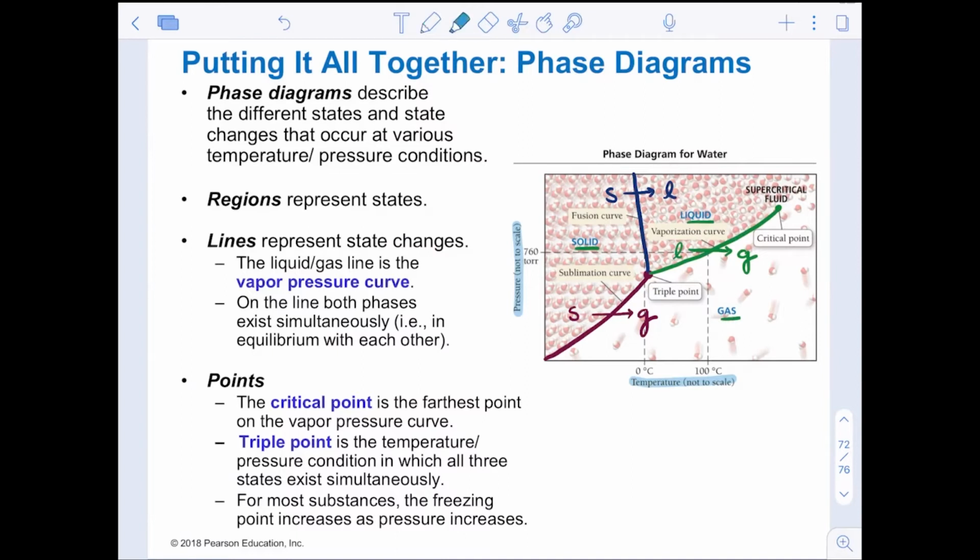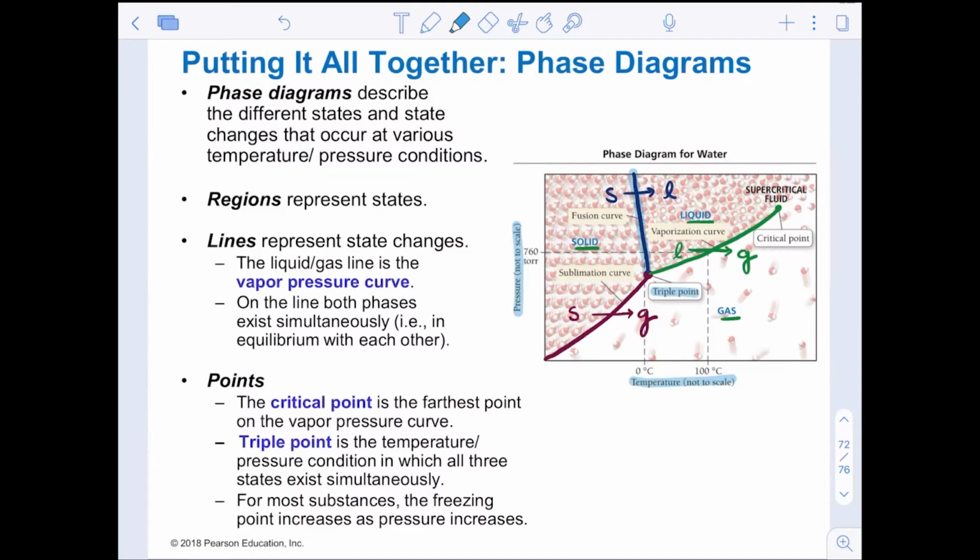Couple of things we want to talk about. The point at which all three of those lines interconnects is called the triple point. The triple point is specifically the temperature and pressure conditions in which all three states exist simultaneously. For most substances, the freezing point increases as pressure increases. This is the phase diagram of water. Notice our fusion curve goes backwards. That's weird. The fusion curve typically should not go backwards like that. What it should do is go forwards.